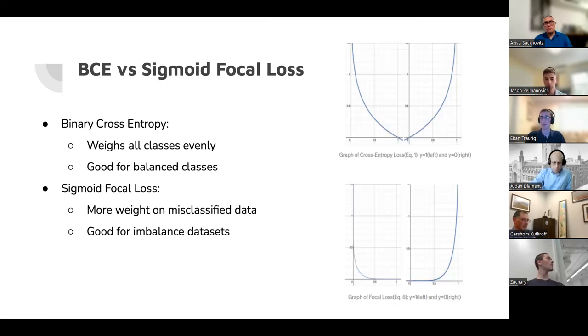Once we switched to sigmoid focal loss, because sigmoid focal loss weighs more on the misclassified images, you can see it only really affects the loss when the images are really, really wrong, and it mostly ignores the correct predictions. We saw an improvement on the accuracy of the underrepresented classes.